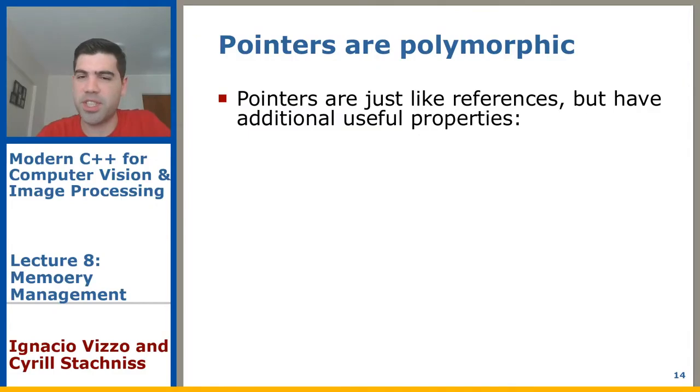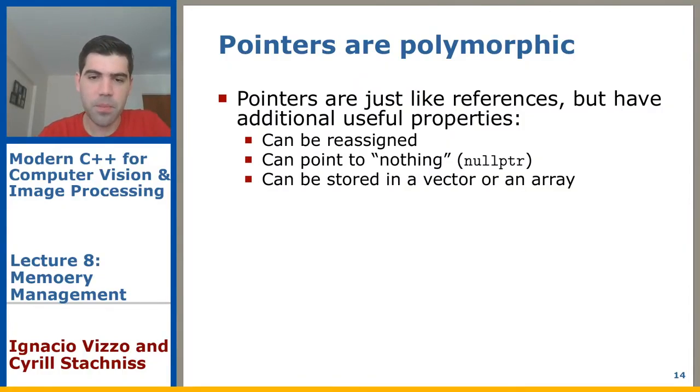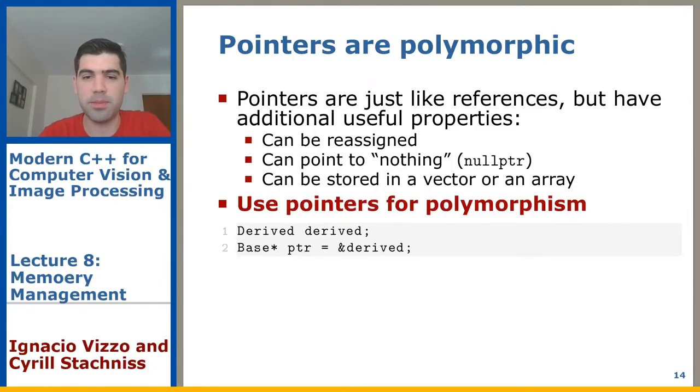And then pointers are just like references, but have additional useful properties. They can be reassigned to each other, so to different pointer variables. This can point to nothing, whereas you cannot have a reference to nothing. You can store pointers in any sort of list in C++, and you can use pointers for polymorphism, right?